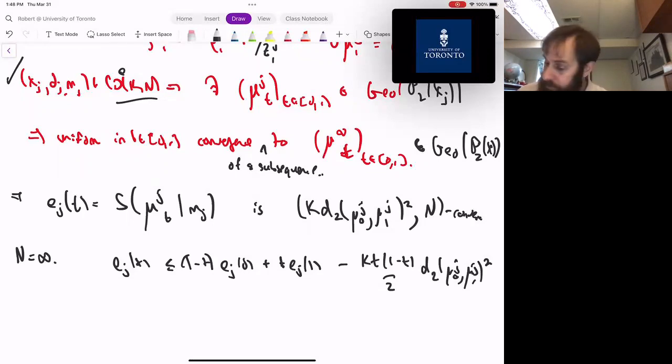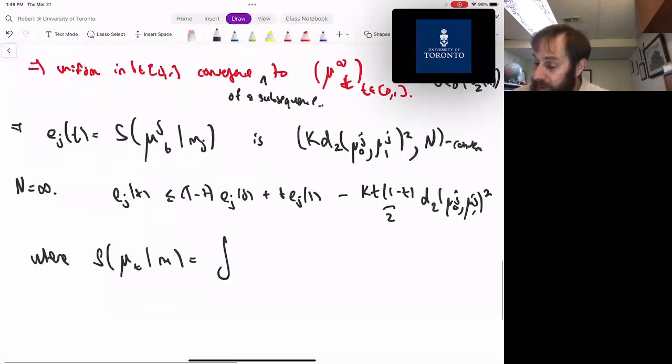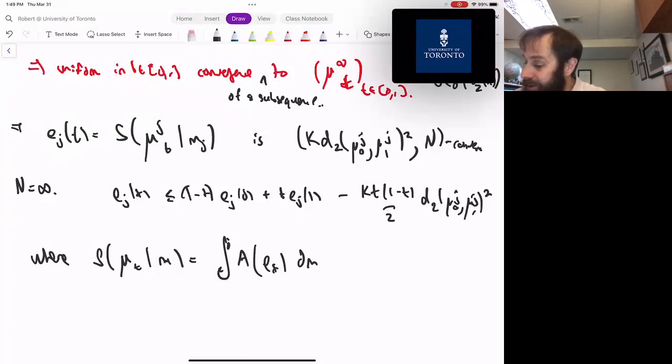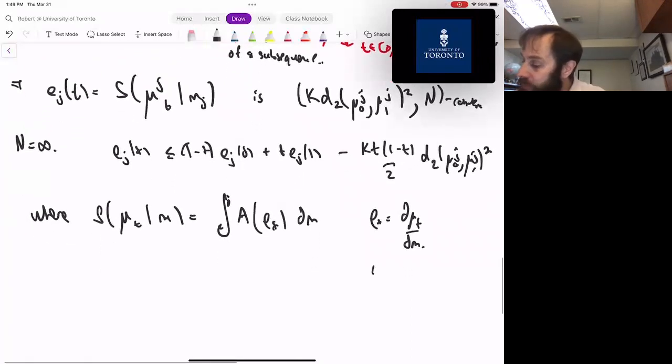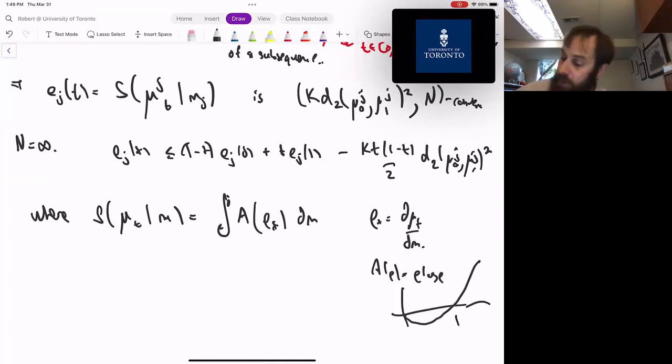And recall that the entropy of mu_t with respect to m is the integral of, I'm going to call it A, I think I called it U last class, but let me call it A today, A of rho_t dm, where rho_t is the Radon-Nikodym derivative, and A is rho log rho, which is convex as a function of rho.